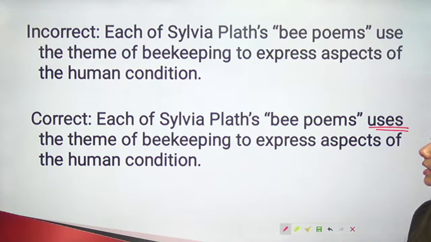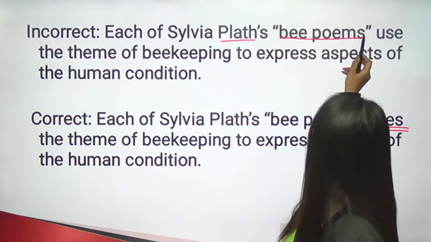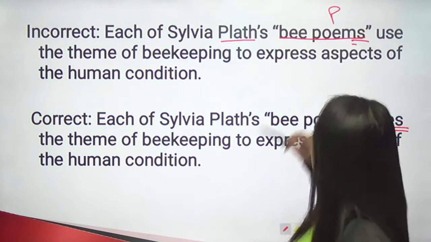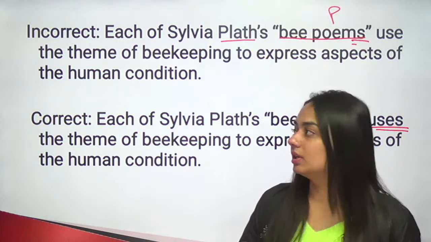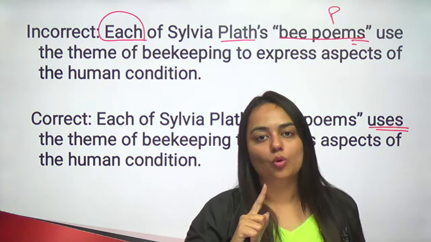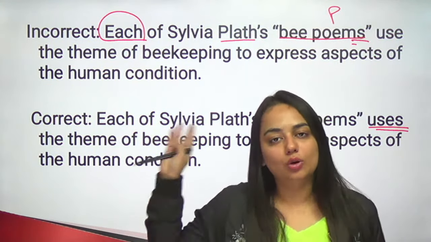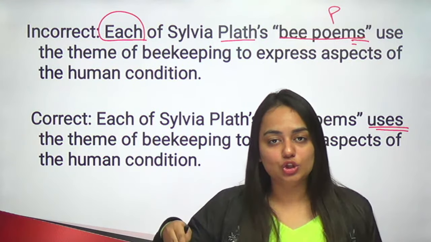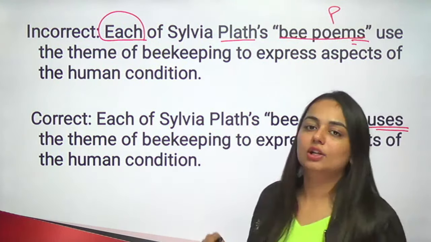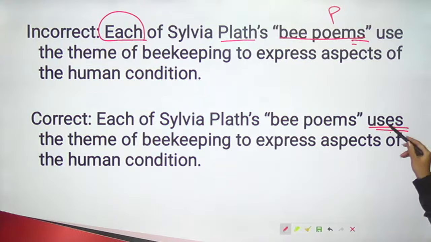So what have we done here? What is the subject here? Is the subject Sylvia Plath's bee poems, because poems is clearly plural? No, this is not the subject. The subject is each. At a time we are talking about one of her poems. Every time we say each, we are referring to only one thing out of all those things. Out of all her poems, when we say each, we are referring to one only. So this is a singular indefinite pronoun. If it is singular, the verb should also be singular. Uses, with an S, is a singular verb. So this is the right answer to this one.